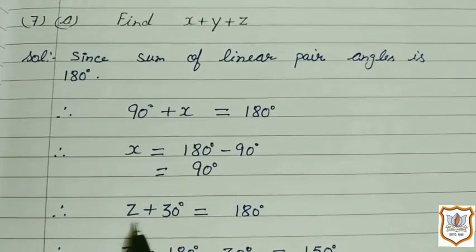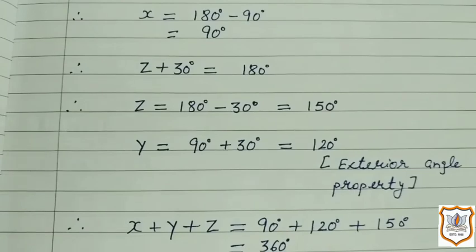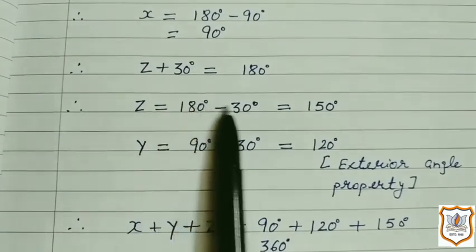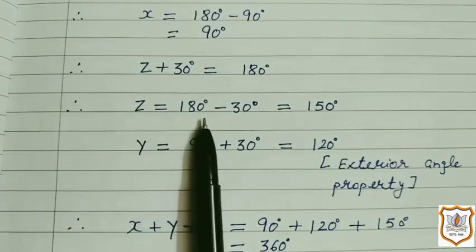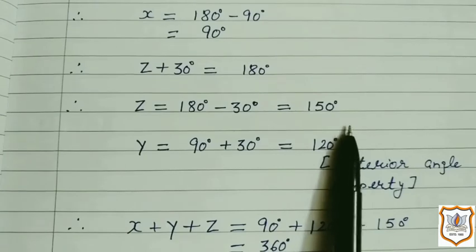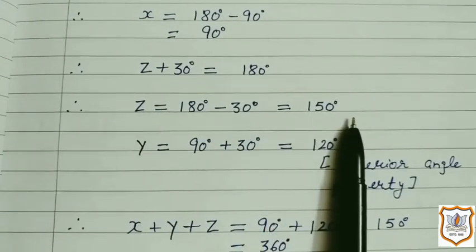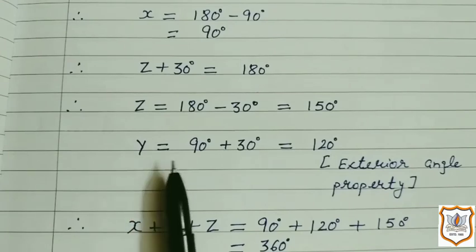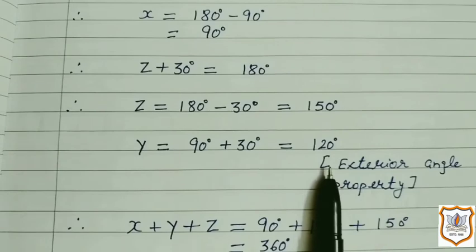Next, z plus 30 is equal to 180. We shift 30 to right hand side. Z is equal to 180 minus 30 is equal to 150. So we find out the value of z as 150. Now y is equal to 90 plus 30 is equal to 120.